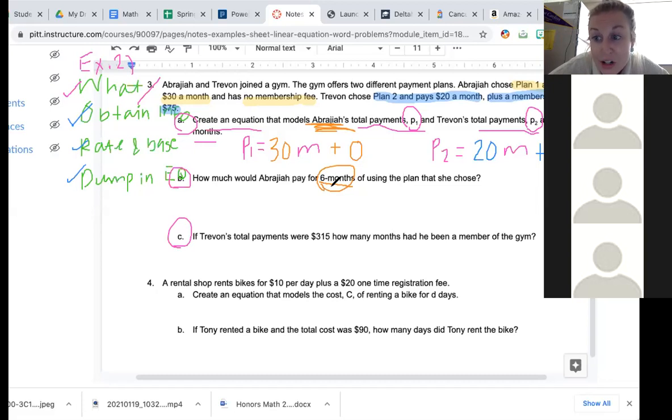It's okay. Do we understand though? Yeah, y'all said 6 months, so that means it goes in for M. So the price for Abrasia is going to be 30, and instead of an M, I'm going to put in a what? 6. So you should be writing this 30 times 6. And then are you guys okay if I don't write the plus 0? Yes. I think most of you didn't want to put it.